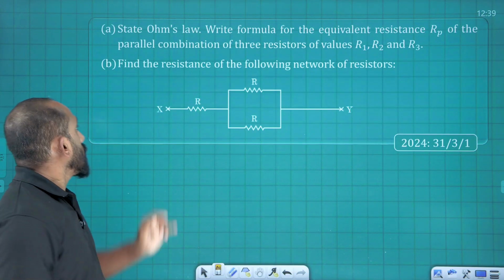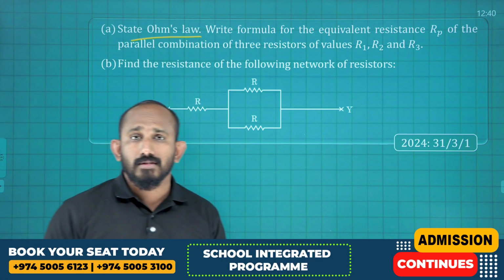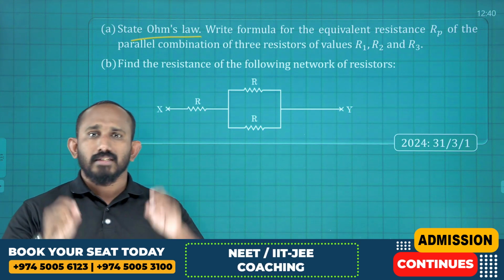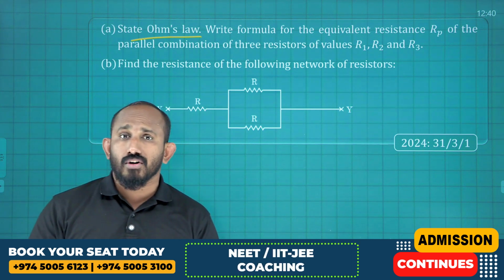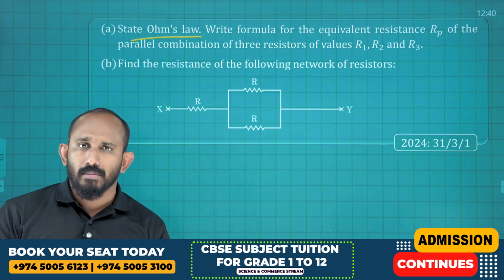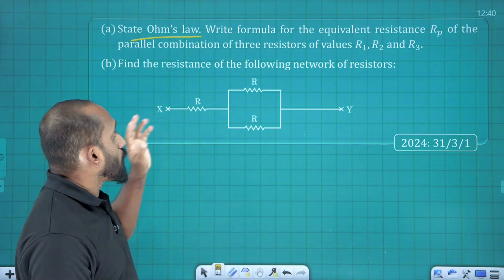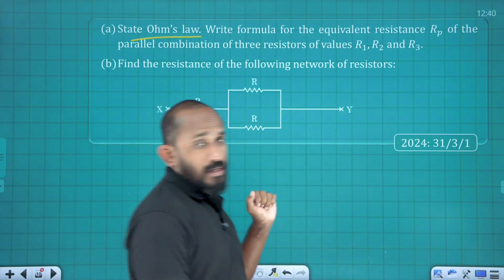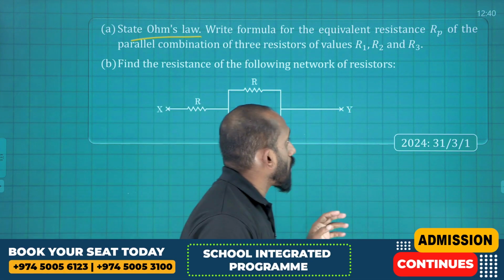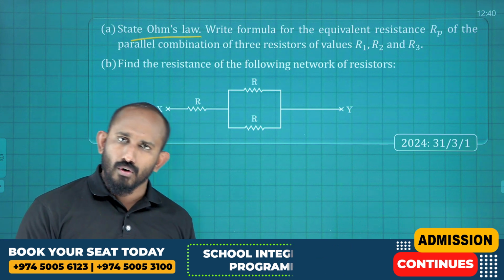Two parts are there here. A, state Ohm's law. You have to state Ohm's law. What does Ohm's law say? The potential difference across the ends of a conductor is directly proportional to the intensity of current passing through it, provided that physical conditions like temperature remain constant. The statement you should write. B, write the formula for equivalent resistance Rp of the parallel combination of three resistors of values R1, R2 and R3. So you have to write the formula only, not derive it. All of you know the equation.